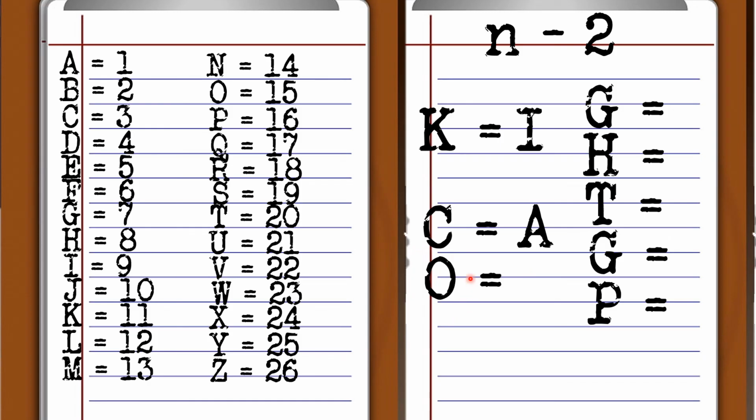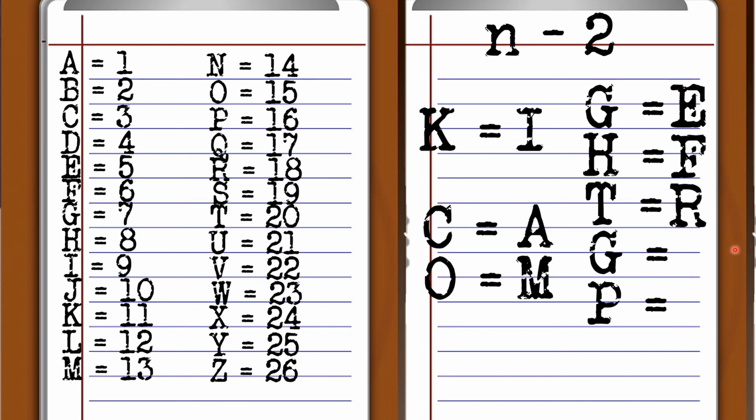O on the other hand is equivalent to 15 minus 2 we have 13 which is equal to M. G is equal to 7 and subtracting 2 from 7 we have 5 which refers to letter E. And then H is equal to 8 minus 2 which is 6 and it is equivalent to letter F. T is equal to 20 minus 2 we have 18 which refers to letter R.